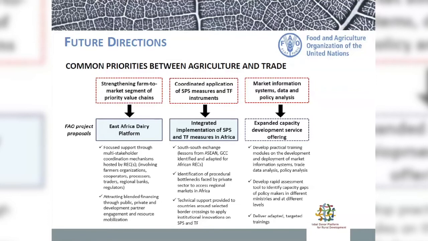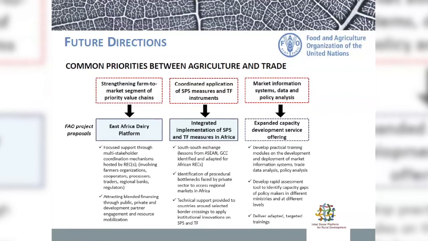In order for this platform to be effective, it has to be sustainable, and it has to continue beyond any project that will be implemented. In this regard, what we are trying to do through this proposal is to have blended financing, with public, private, and development partner engagement and resource mobilization, so that all of them will be part of this effort of bringing people together and addressing the issues altogether.